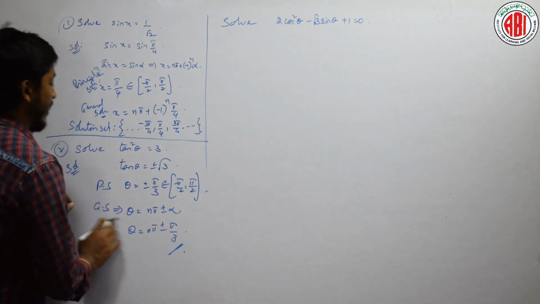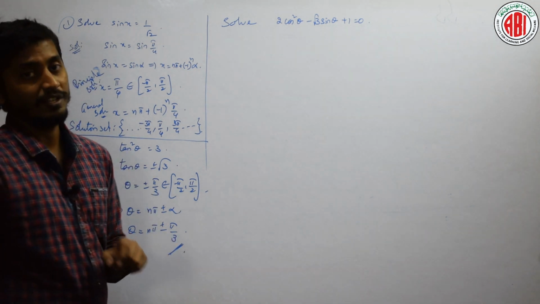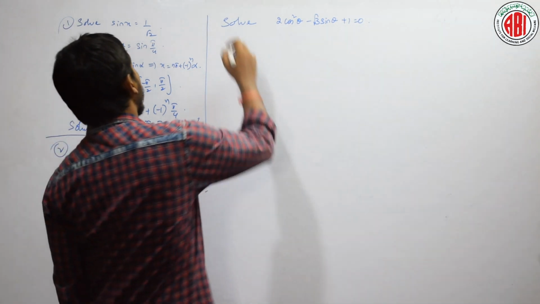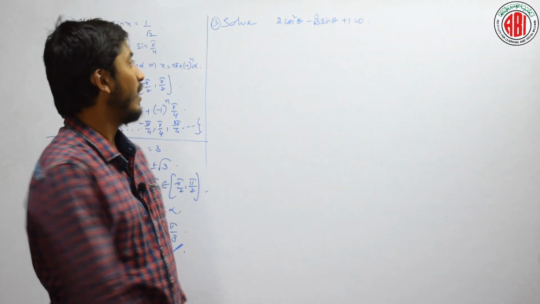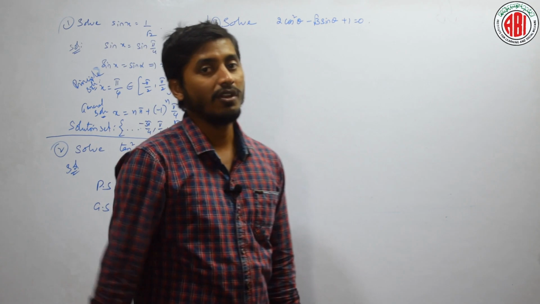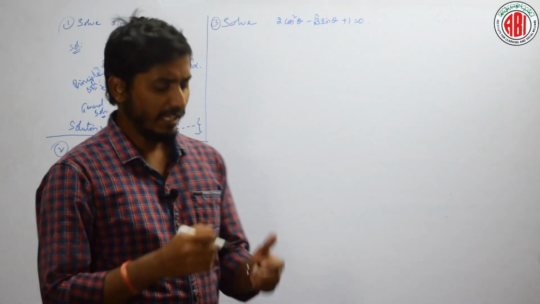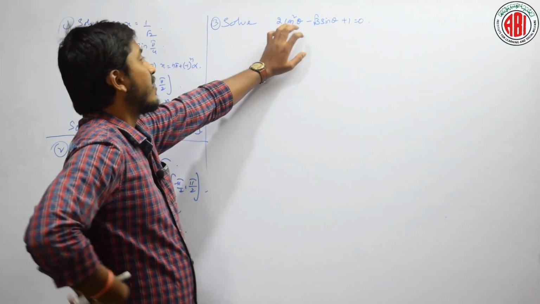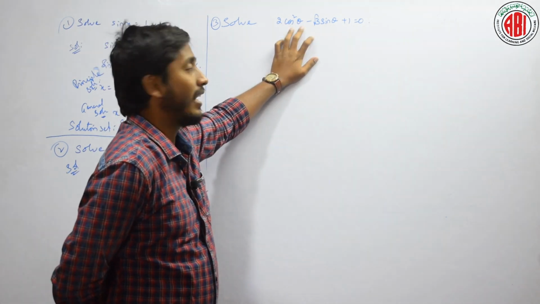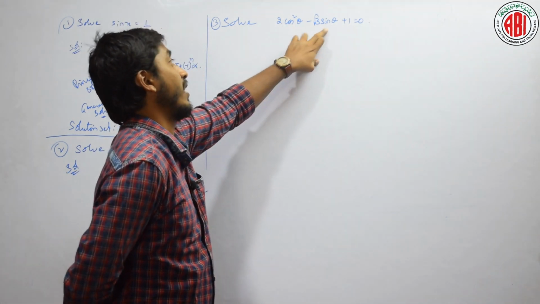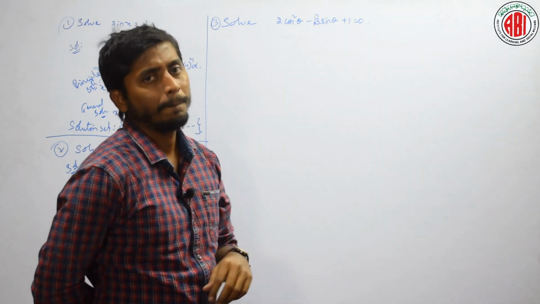This is my general solution of this question. From here we are going to start the basic and important things. Only this kind of questions we are going to solve. If you observe here, this is a kind of quadratic equation, a second degree equation. This is in cos square, here it is sin, here it is 1.